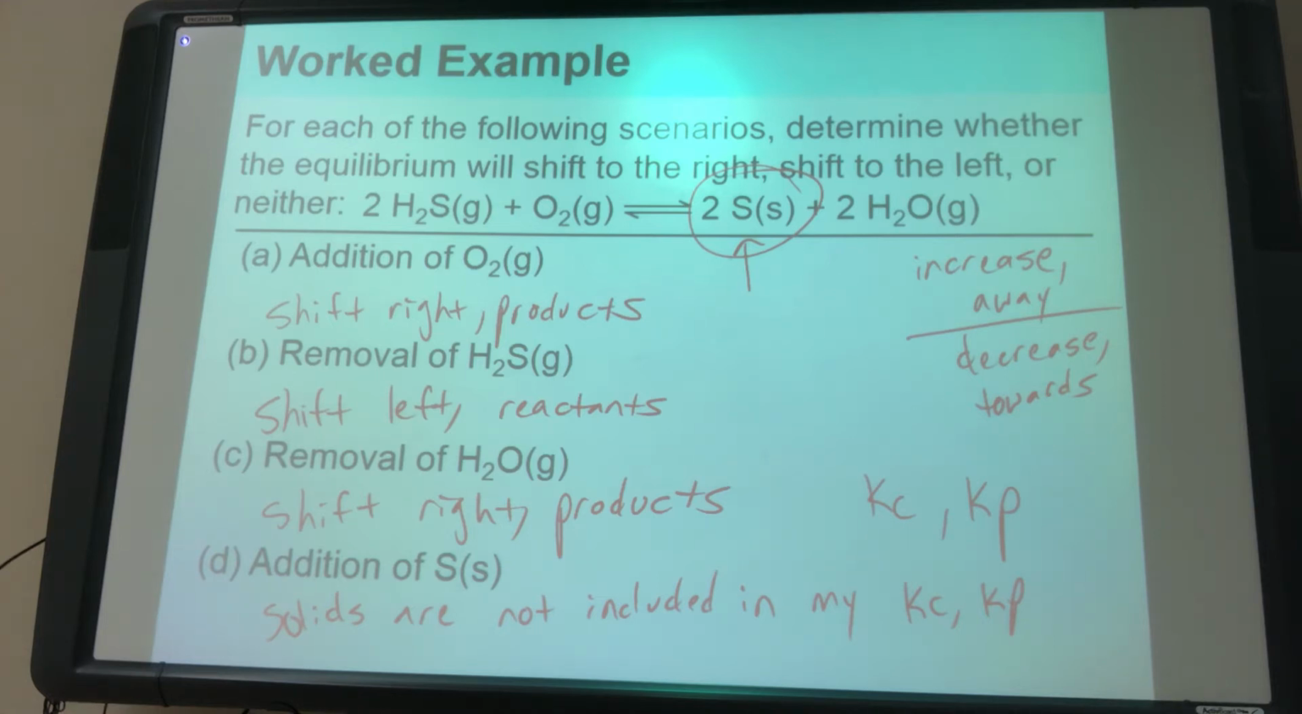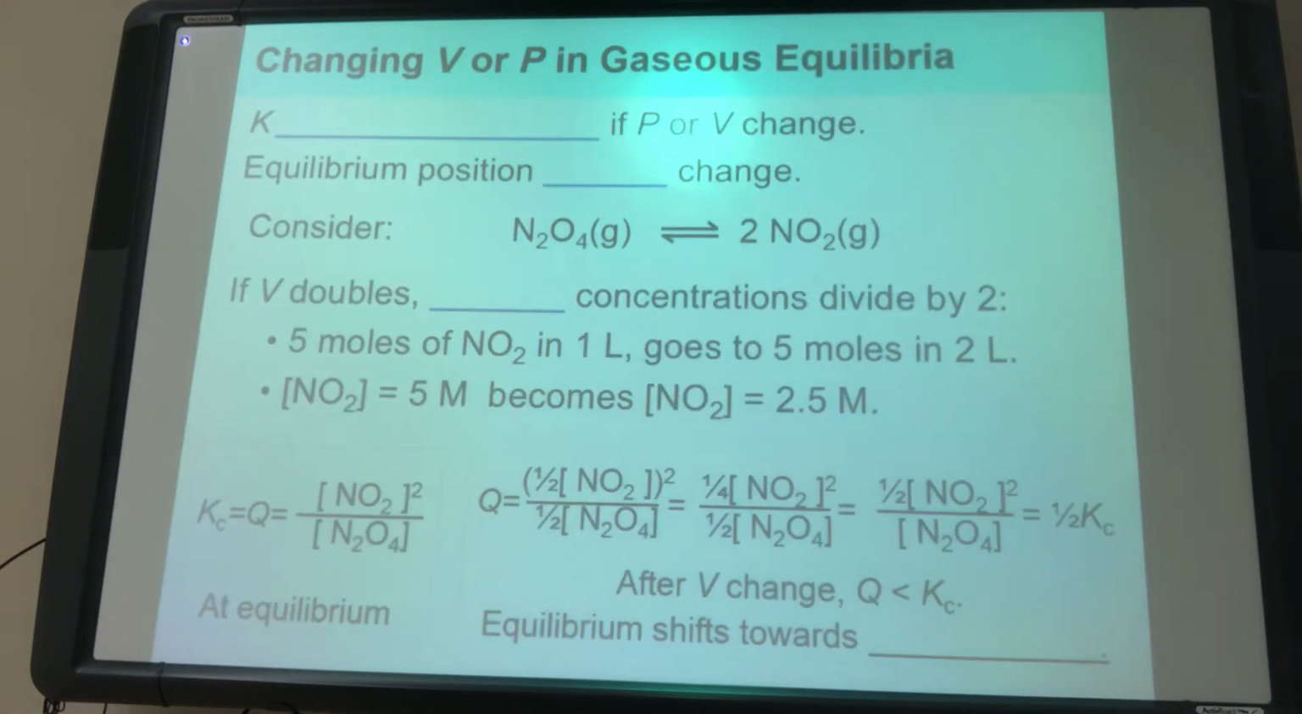So, I could increase this, it won't make a difference. I could decrease this. So, my answer here is no change. It's not going to go either direction. Okay? These did because this was a gas, this was a gas, this was a gas. So it has to be something I write in my K expression for it to matter. Okay? So that's if I change the concentration. All right, so next let's talk about if I change volume or if I change the pressure. What does that do?